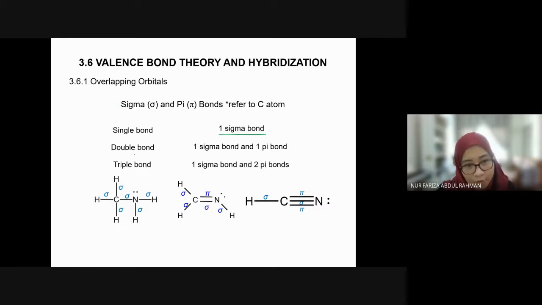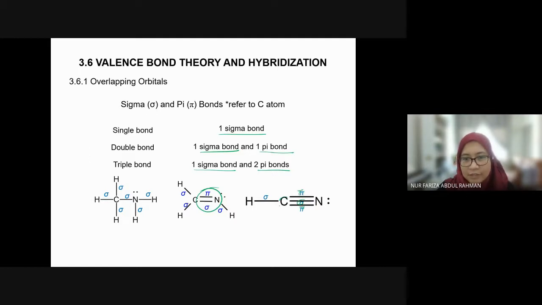If we have a double bond like I've shown to you just now, that means it will be one sigma bond and then the other one is pi bond. Like this, between C and N. Okay, triple bond, that means we have one sigma bond and the rest are pi bonds, like this. Sigma and then pi.